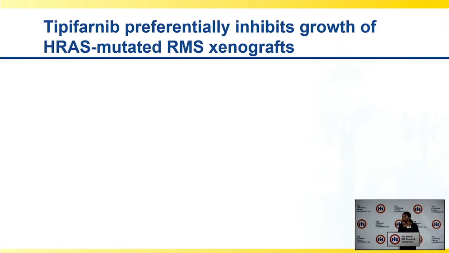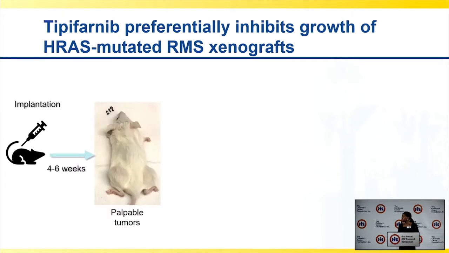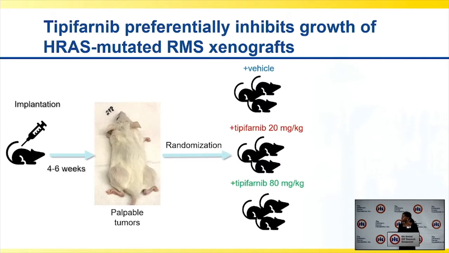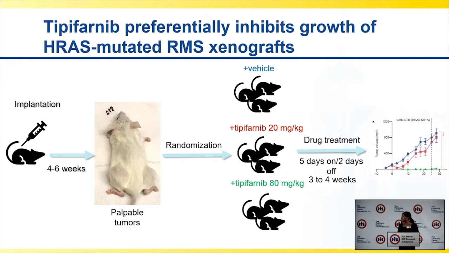And so finally, we wanted to look at the effects of Tipifarnib on in vivo growth in RMS xenografts. So we implanted RMS cell lines in mice. After several weeks, we were able to observe palpable tumors. We then randomized our mice to 3 treatment groups to receive vehicle, a low dose of Tipifarnib, or a higher dose of Tipifarnib. We treated mice for 5 days on, 2 days off, which mimics the dosing schedule given to patients. And then we measured tumor volume twice weekly.